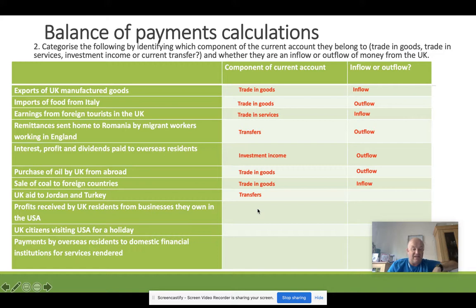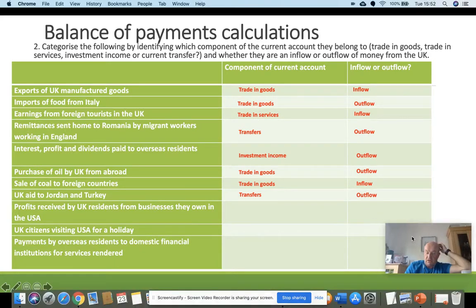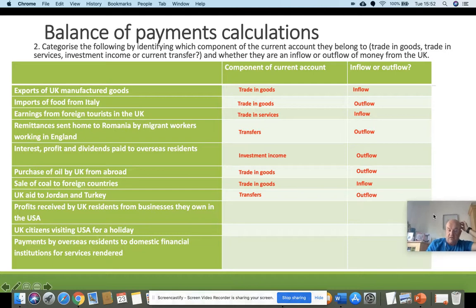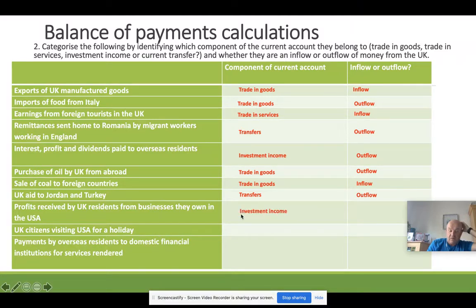What about UK aid to Jordan and Turkey? Well, that's going to be a transfer payment, isn't it? And in that instance, that would actually be an outflow because we're spending money on that particular service. Okay. Next one, profits received by UK residents from businesses they own in the USA. That's going to be investment income, and in this instance that would be an inflow. So we've received profits from those investments, and that would be an inflow, but it would be investment income.